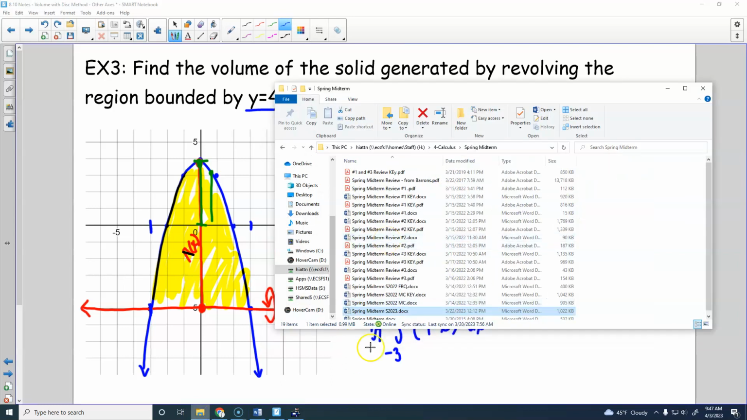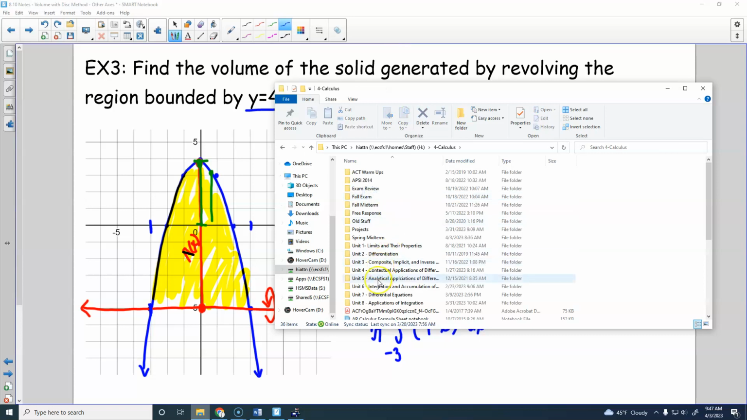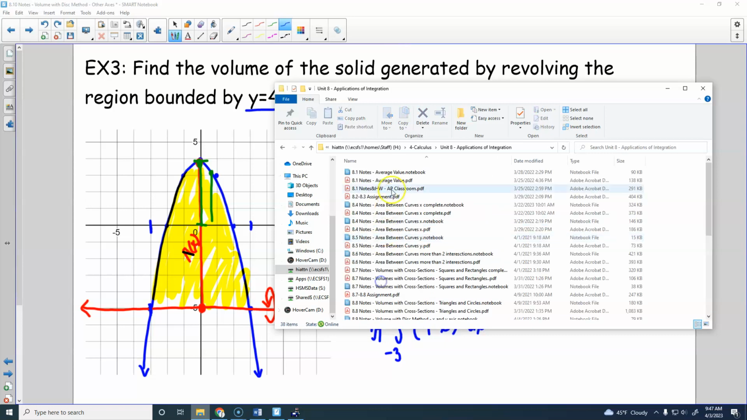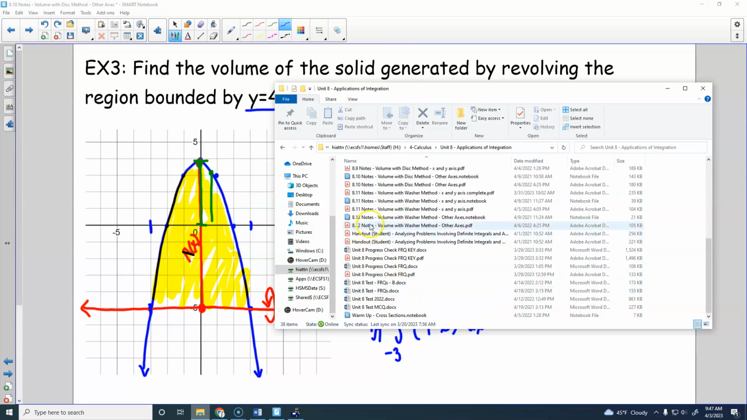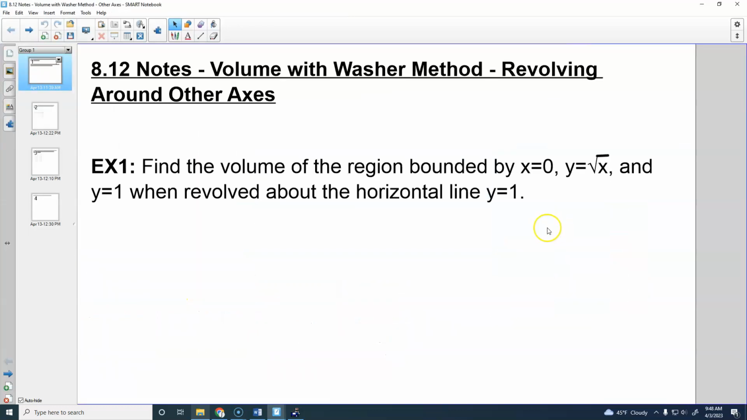Piece of notes that you've got there. Last one ever. 13 minutes we've got left. Okay.